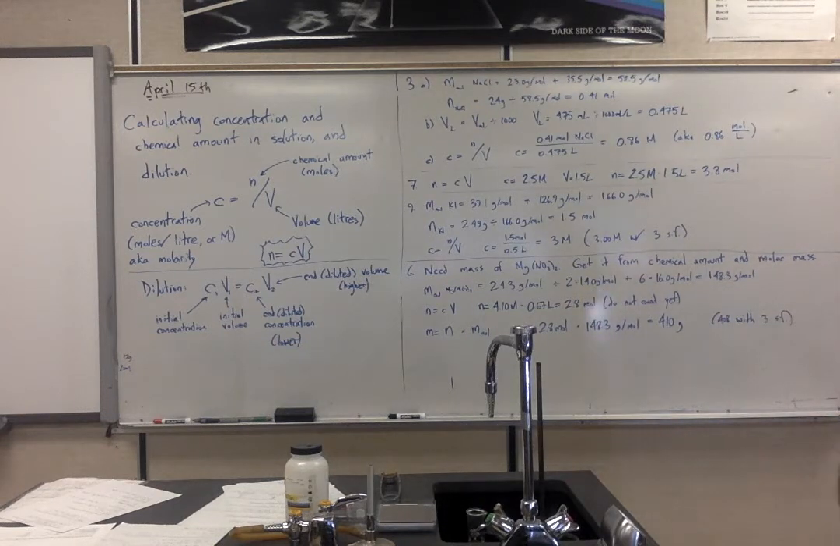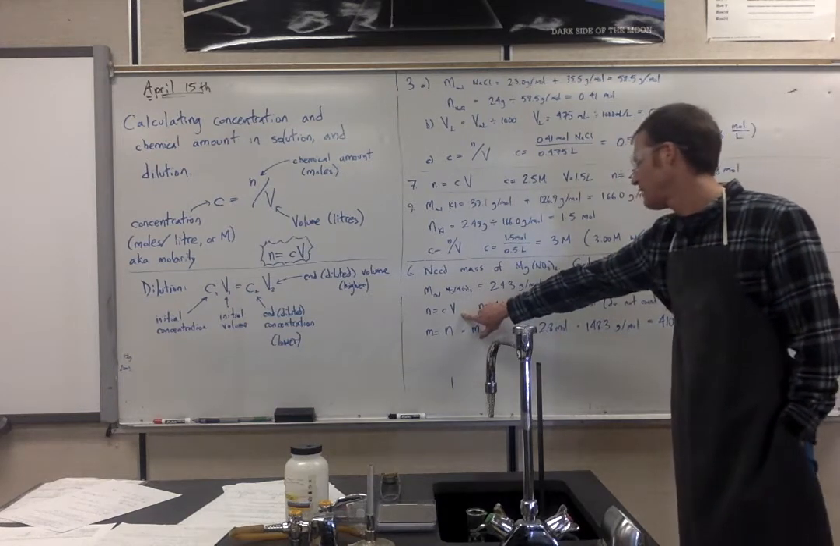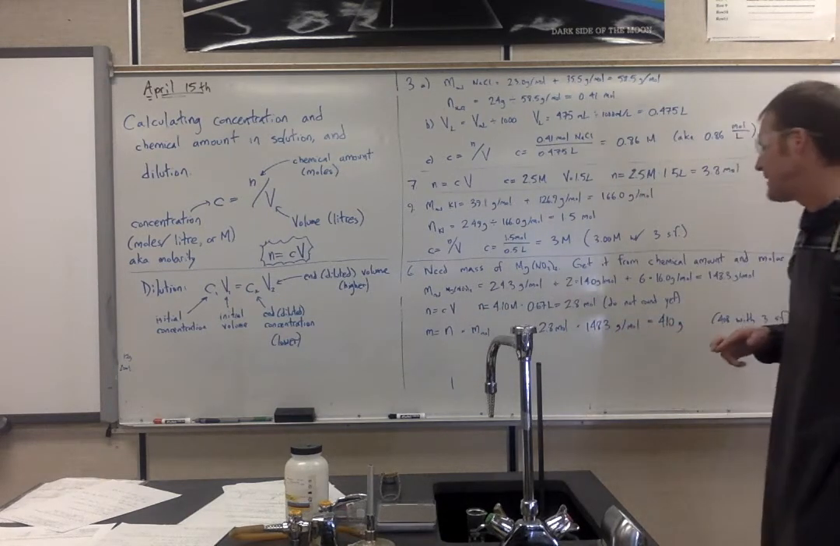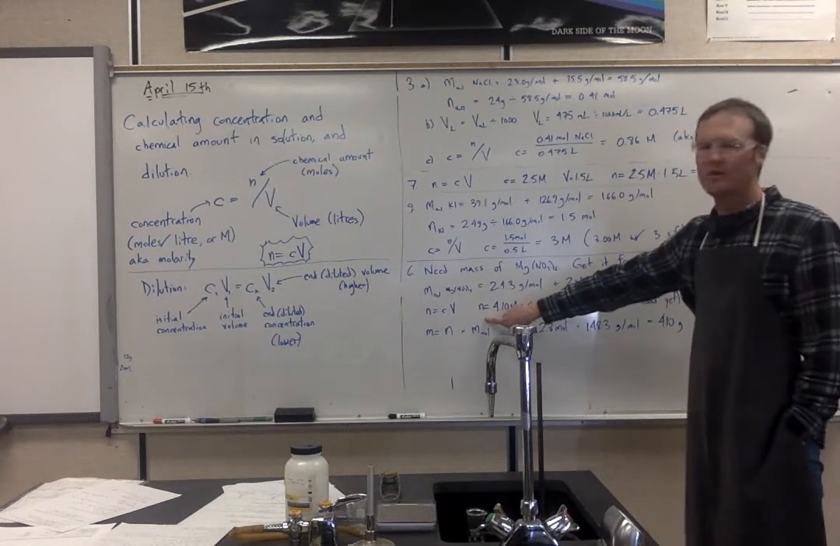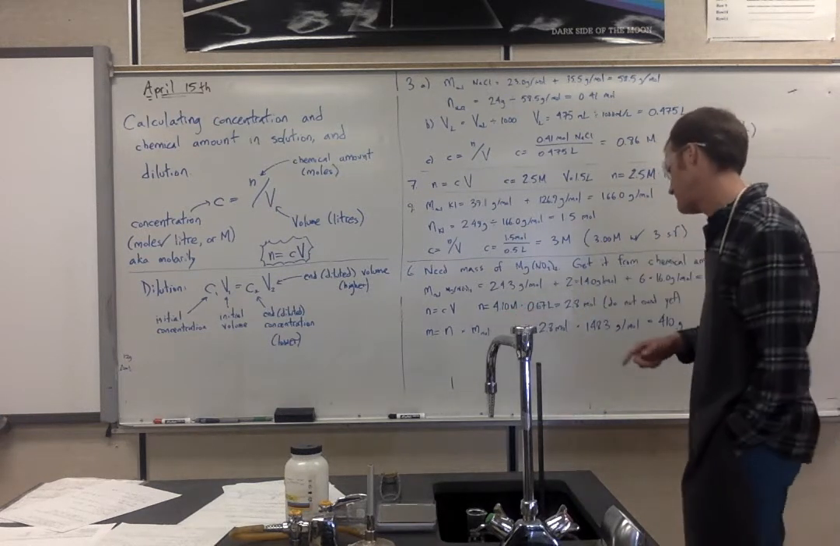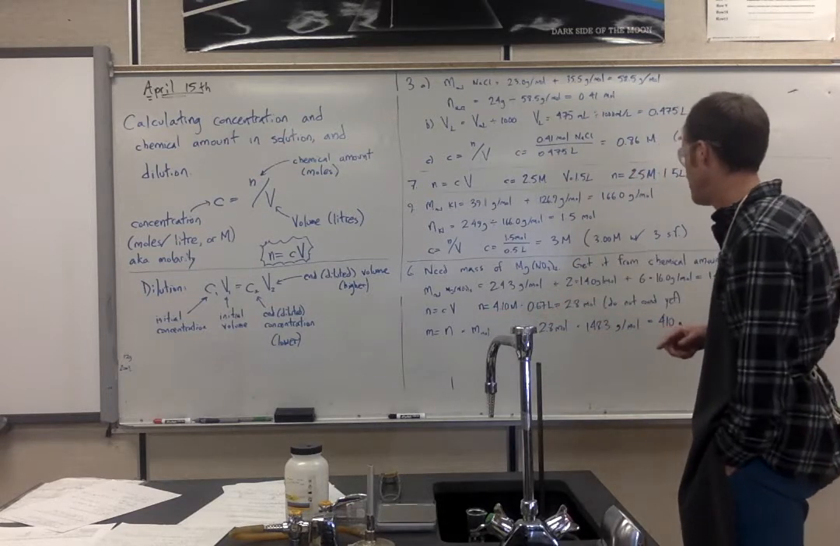In reality, you can just look up molar masses on the internet. I won't know the difference, but you should know how to calculate them. Your chemical amount is the concentration times the volume. This we are also given. N is the chemical amount, M is the molarity. N equals the molarity times the volume.